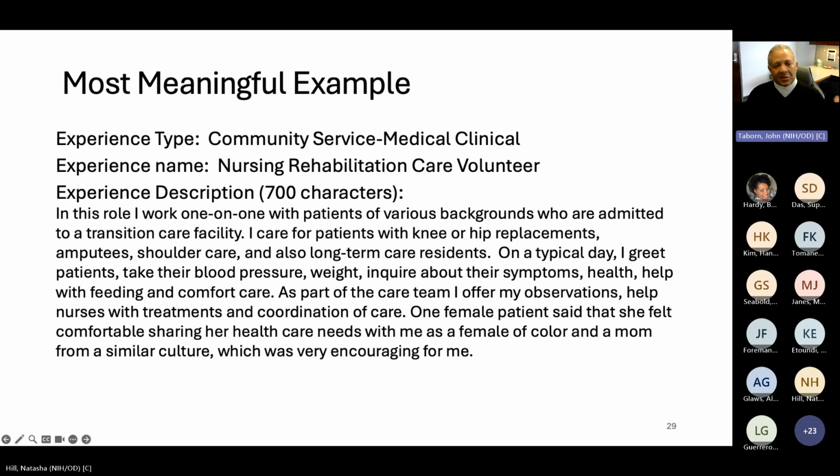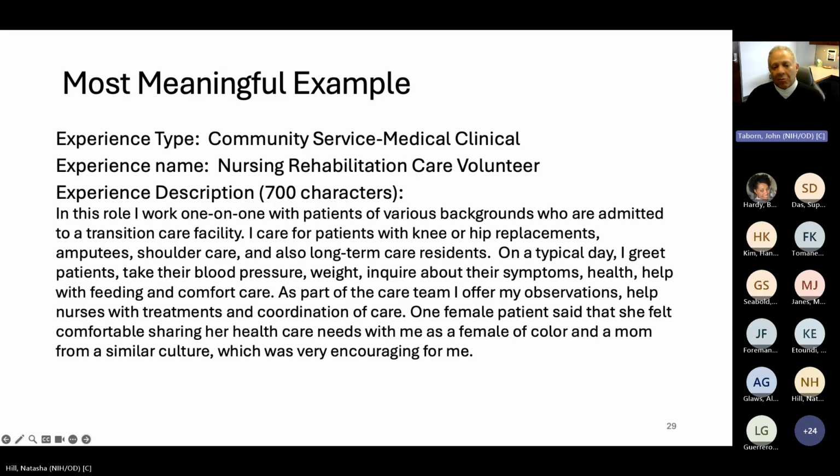So again, you'll have an experience type, like community service, medical, clinical. And your role, like Dr. Hill said, you can use one or a variety of roles or positions that you had to call attention to that role that you had in that experience type. So nursing, rehabilitation, care. And then here's an example.